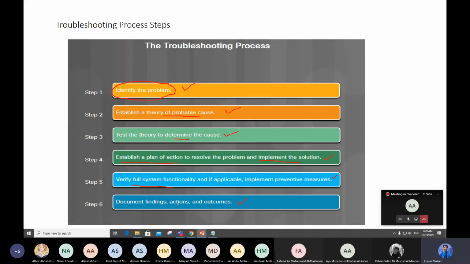So, document findings, actions and outcomes. What is this? Whatever steps you have taken, we need to make a record of it. So today, what happened? My RAM problem. Why RAM problem? If I make a note of it, or the technician is making a note of it, it will be easy for that particular technician if the same problem, or if the same PC creates a problem the next time.